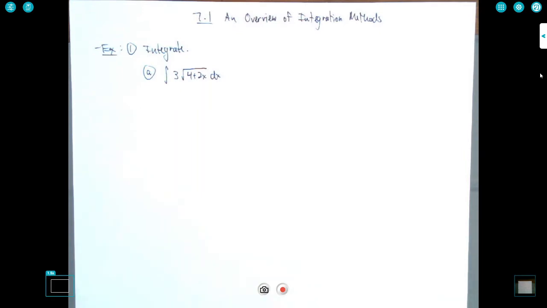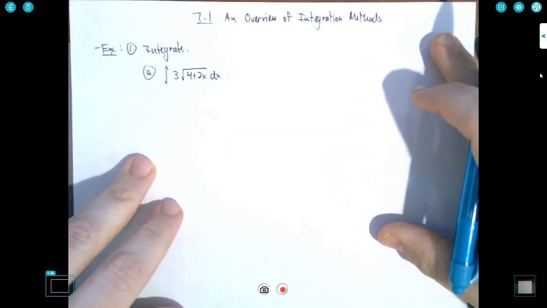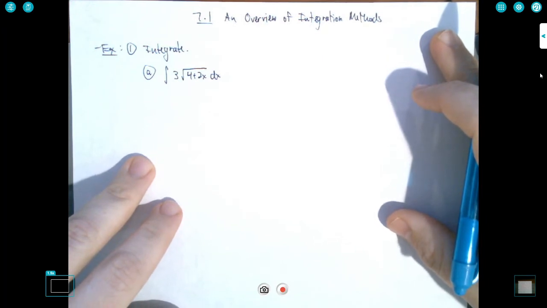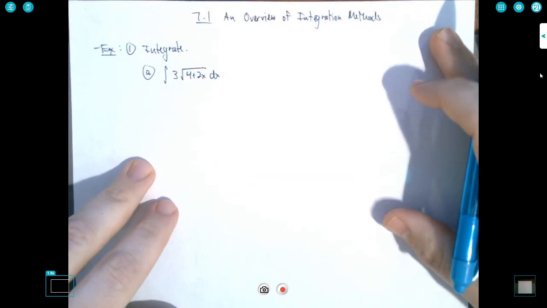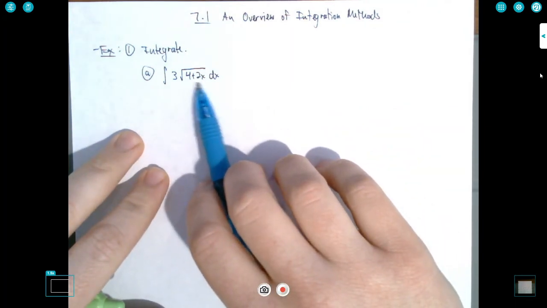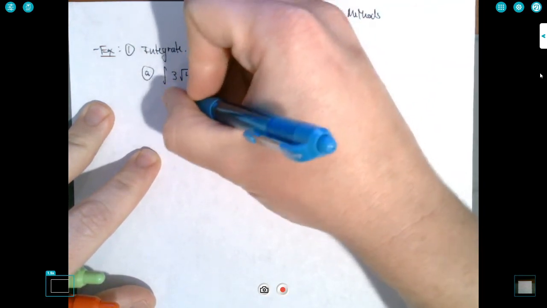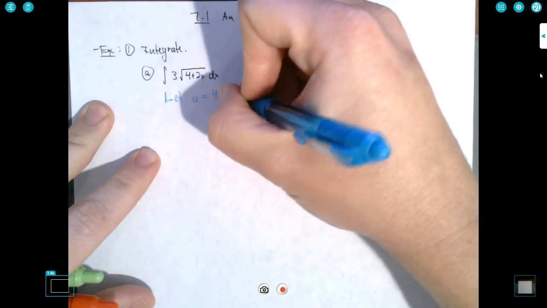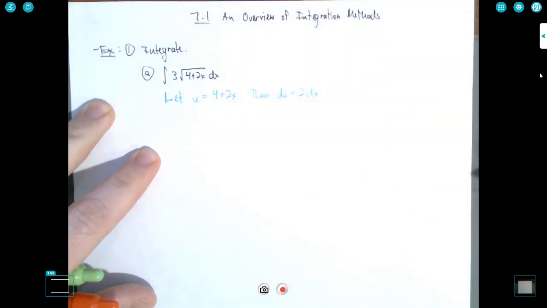So this first one that we have, the integral of 3 times the square root of 4 plus 2x. If you can do this in your head without a U substitution, that's amazing. Good for you. I can't. I mean, maybe I could if I really tried, but it's much easier for me if I just write some things down. I'm going to do a U substitution. I'm going to let 4 plus 2x be U, right? So let U be 4 plus 2x, and then du is going to just be 2 dx, right?